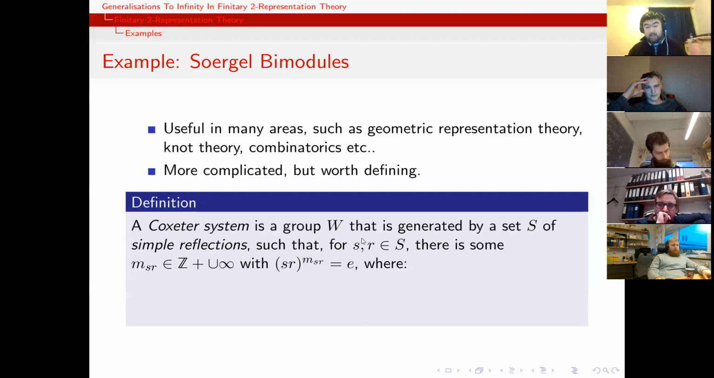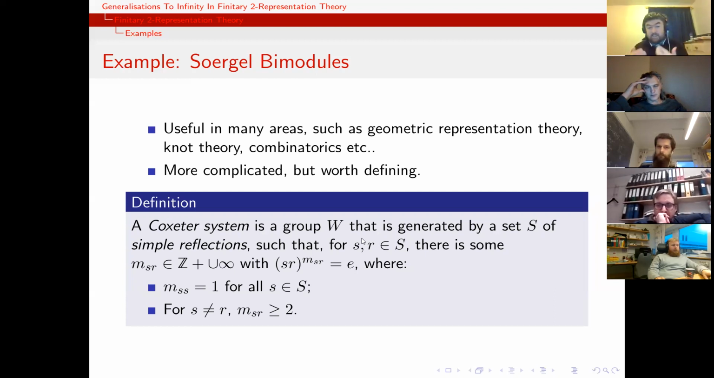So the idea is these are reflections. So for any of them, S squared is the identity. Probably should have been E there. Yes, that should be an E. No, it shouldn't. Never mind. Yeah, so S squared is E. And for the rest of them, there is either some finite power of SR that gives the identity, or possibly infinity. Some dubious notation there, that should be Z to the plus, so positive integers or infinity. And if this power is infinity, that just means there is no such relation.